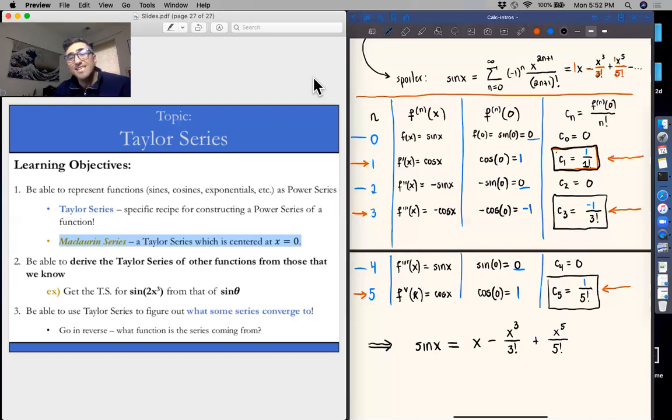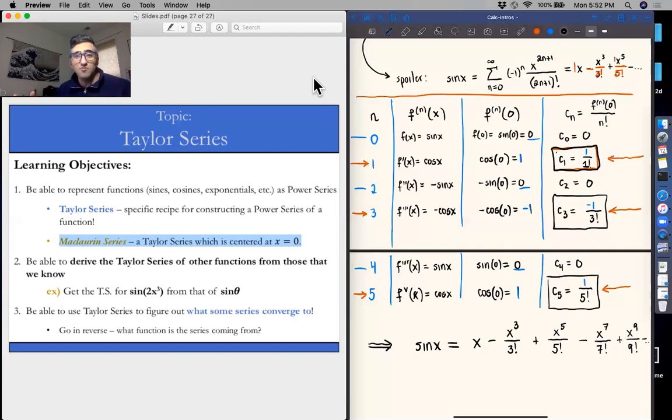And you can probably see the pattern that's going to arise here. The next term looks like it's going to be the odd power, x to the 7th power, all over 7 factorial. The next term after that, x to the power of 9, the next odd term, all divided by 9 factorial, and so on and so forth. And that is our series for sine.